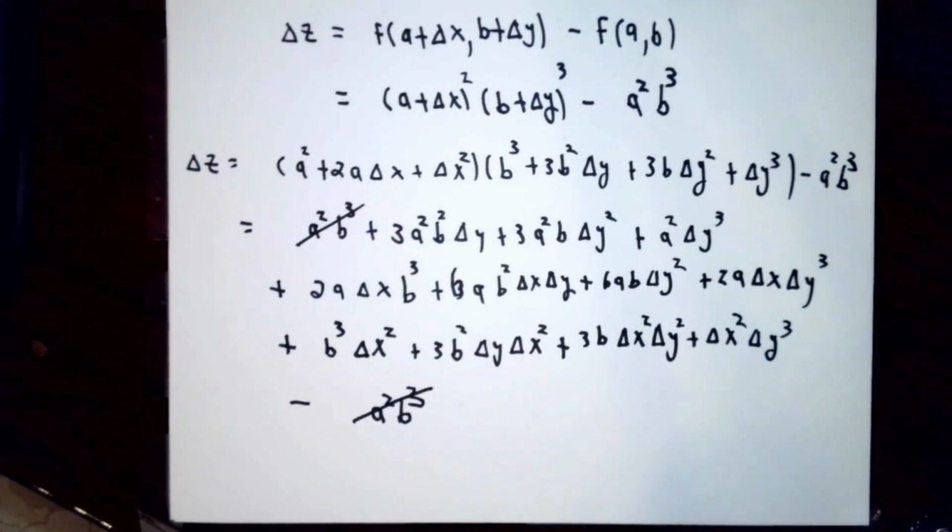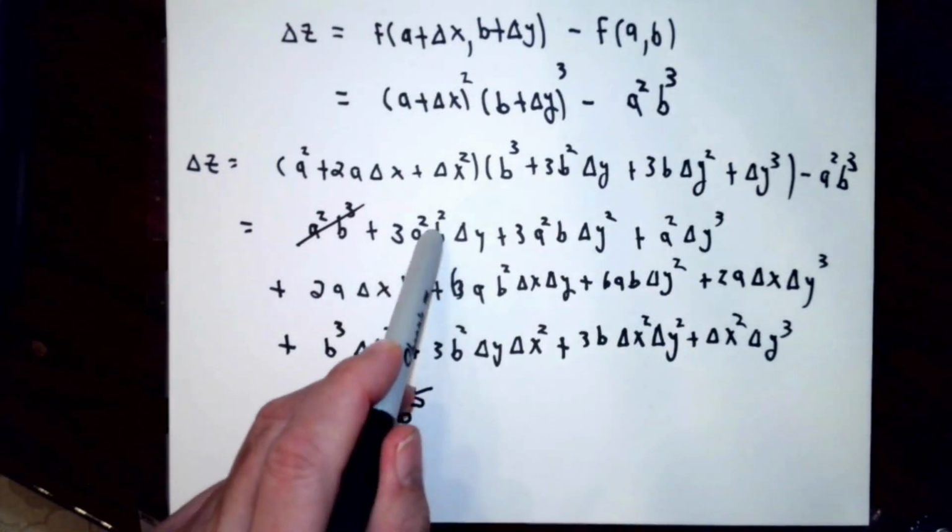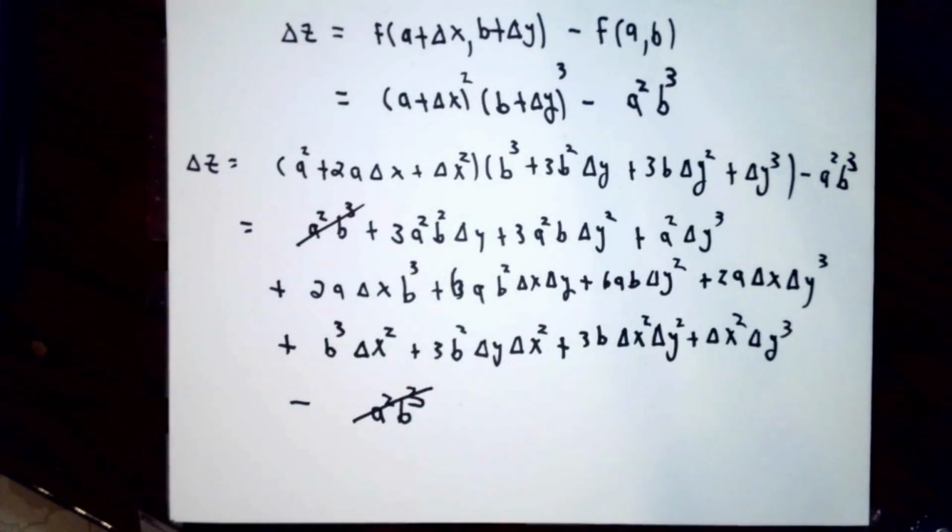So if I'm looking for something that is a constant times delta y, there's only one term that looks like that. In everything else, there's either more factors of delta x than just one, or more factors of delta y than just one, or at least one factor of delta x and one factor of delta y.